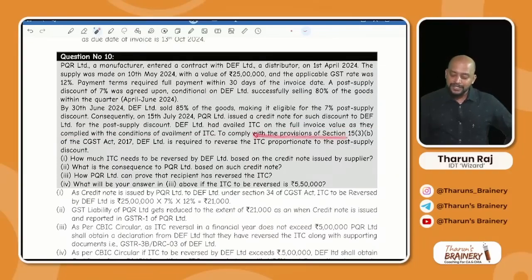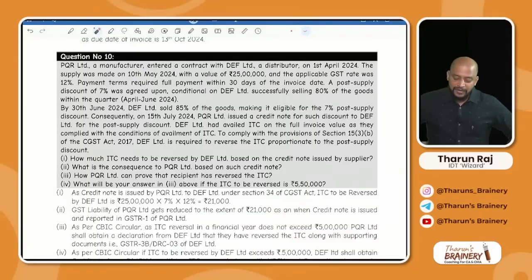To comply with the provisions of section 15(3)(b), DF Limited is required to reverse the ITC proportionate to the post-supply discount, because there is a condition: the supplier can take the post-supply discount as a reduction provided the recipient reverses the ITC, correct? So in this case, how much ITC needs to be reversed by DF Limited based on the credit note issued by the supplier? Simple. What is the value of the goods?